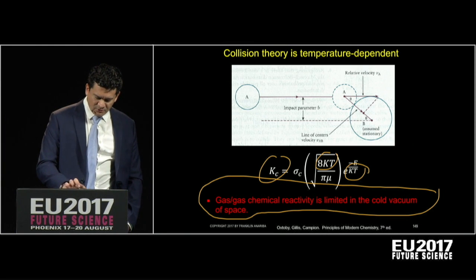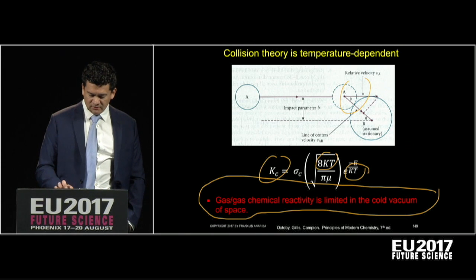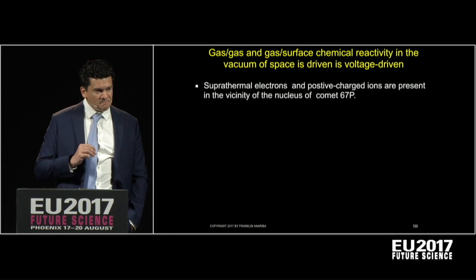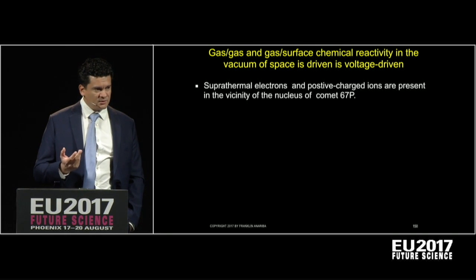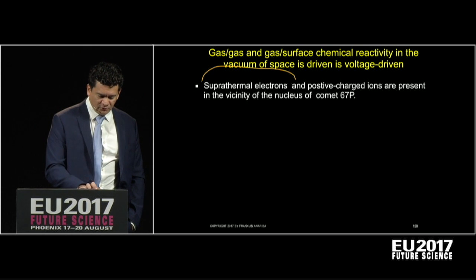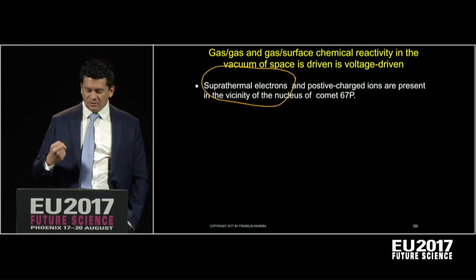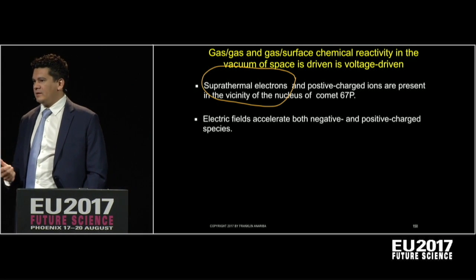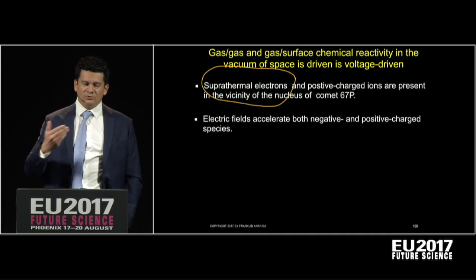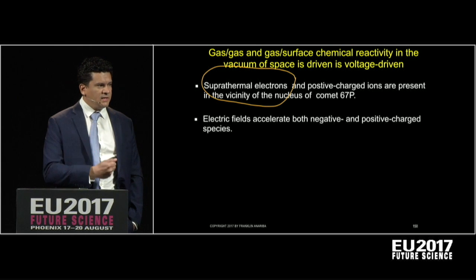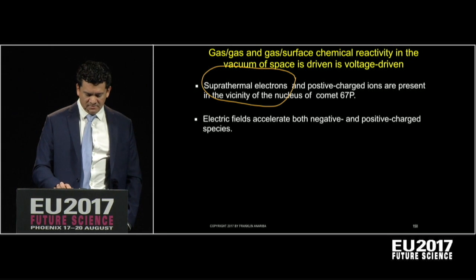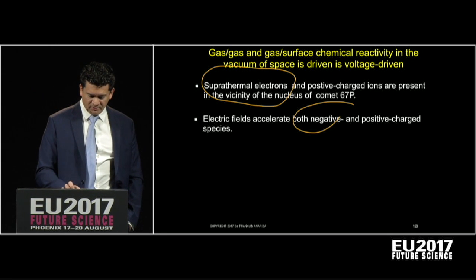And this is why I wanted to mention that you need to have the right angle. If you don't have the right angle, there's no reaction. Well, there's a problem here. But this can be solved because I just showed you that we have a lot of superthermal electrons. So the energy required for collisions to occur is provided by the electric fields, which is due to charge separation. So electric fields give the kinetic energy necessary for ions and electrons to react, and they accelerate both positive and negative particles.